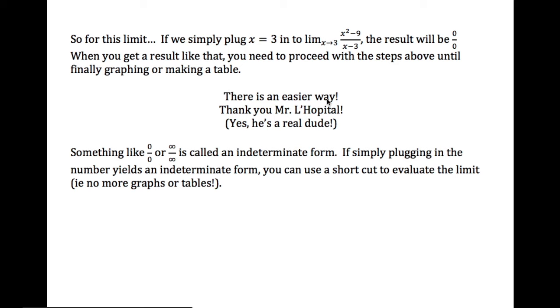So there is an easier way to solve these problems. Thank you, Mr. L'Hopital. Yes, he was a real dude. He was French. So what he did was come up with a rule to evaluate things like 0 over 0 or infinity over infinity. If you plug in and you get these types of things, 0 over 0 or infinity over infinity, that is what's called an indeterminate form. If simply plugging in gives you an indeterminate form, you can use a shortcut to evaluate that limit. Basically, you technically won't have to use graphs or tables anymore.